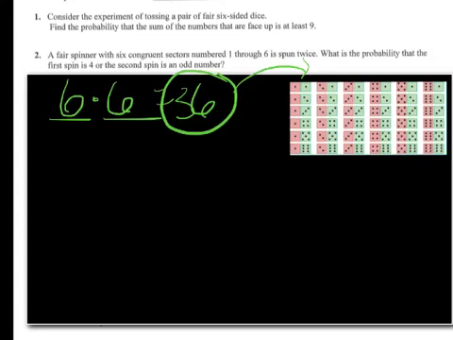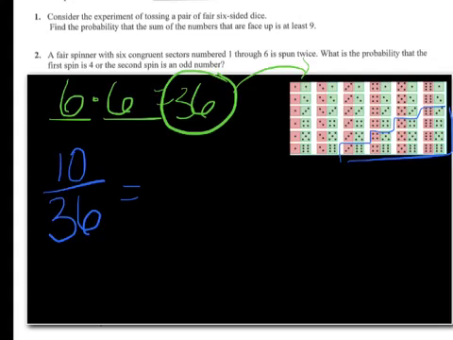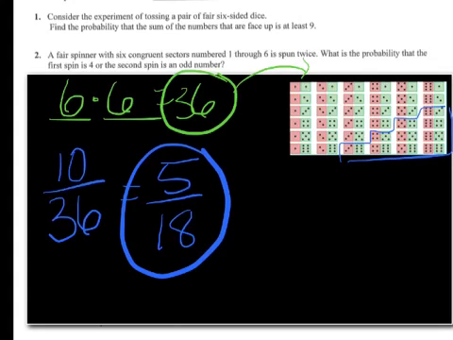And at least 9 would be all of these right here, which will give us a total of 10. So for number 1, the probability is going to be 10 out of 36. Don't forget to simplify that to 5 out of 18 is the answer for that.